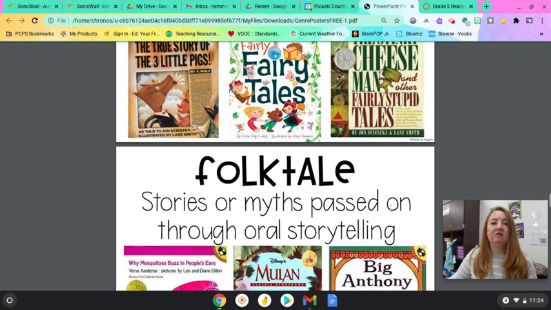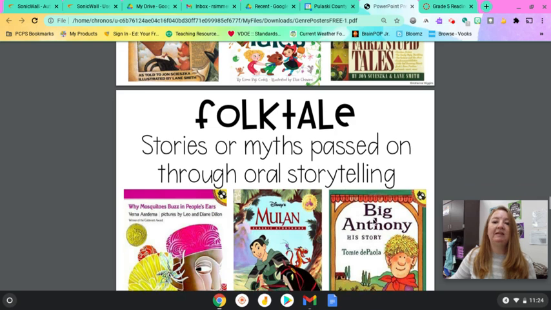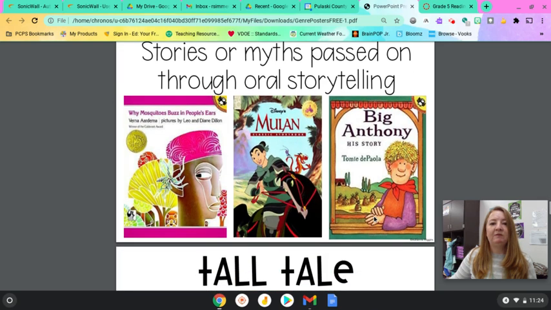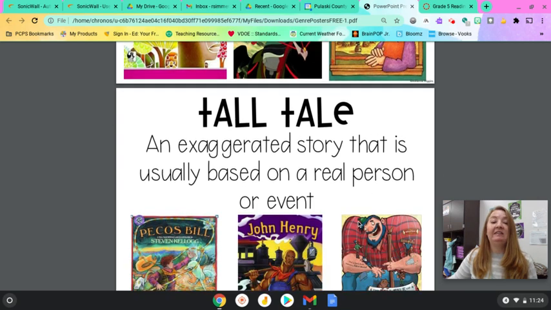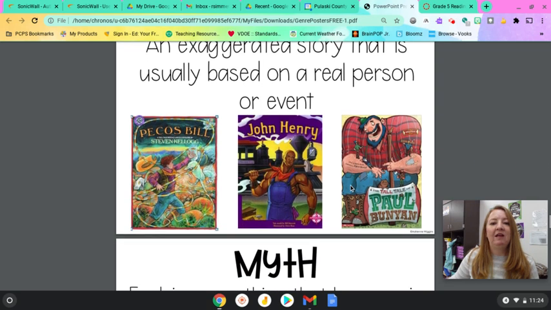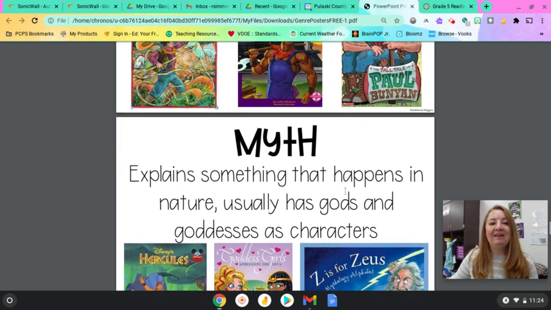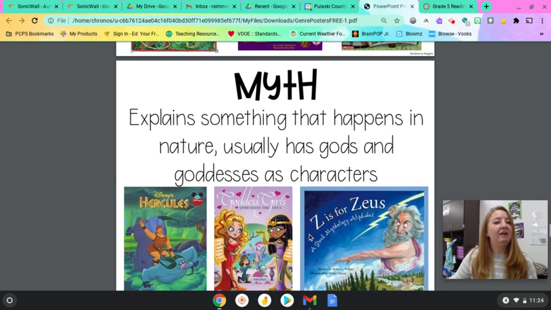A folk tale is stories or myths passed on through oral storytelling. There's some examples. A tall tale is an exaggerated story that is usually based on a real person or event. Exaggerated means it's made bigger than it really was. It's a lie. A myth explains something that happens in nature, usually has gods and goddesses as characters.